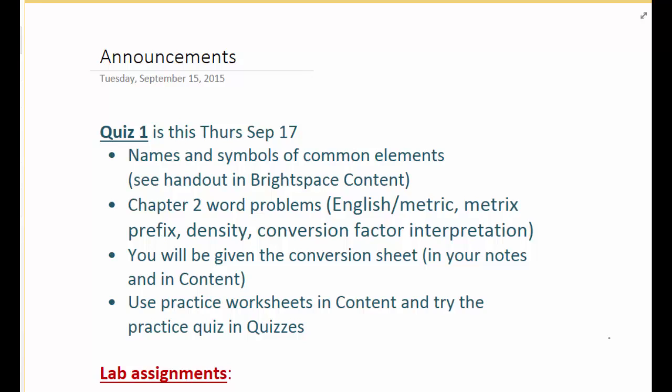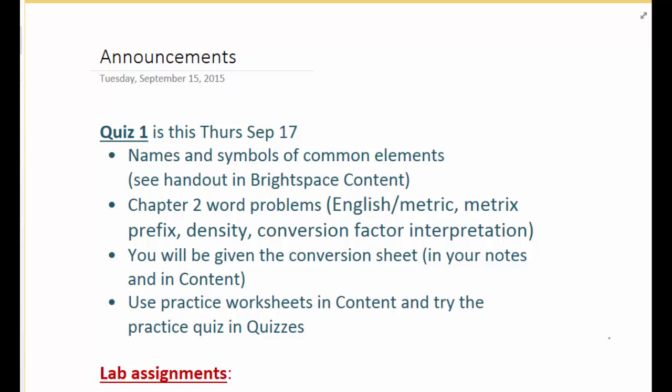The first half of the quiz is going to have some names and some symbols of the elements from that handout called Common Elements, right? Names and symbols of common elements, I think it's called. You can find that handout in Brightspace, Materials, Content, Handouts. Write that down. If you're having trouble finding that, write that down: Materials, Content, Handouts. Okay? That is where that handout is.